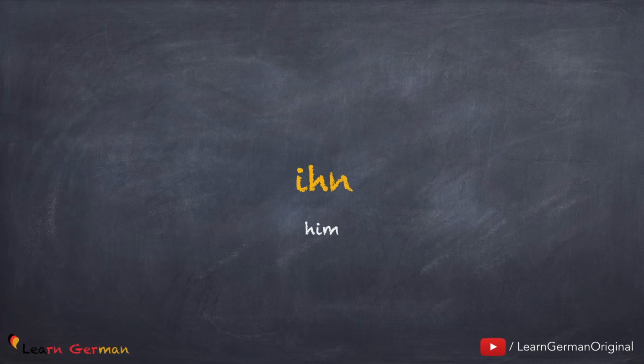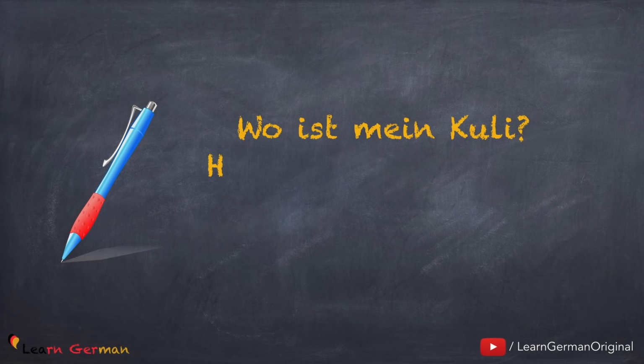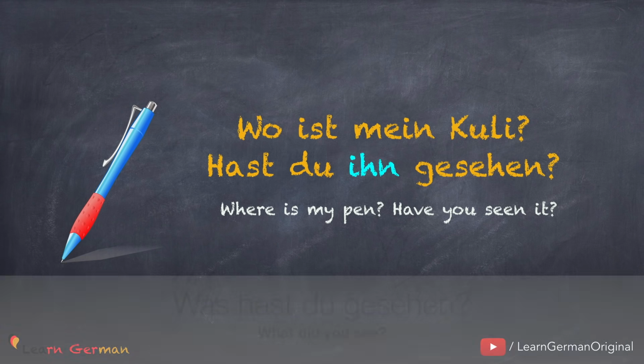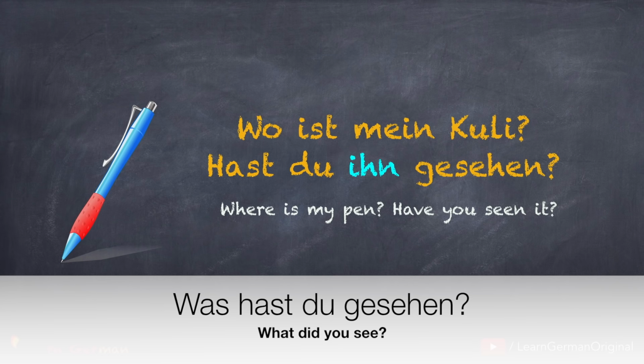Let's look at a few more examples. The first pronoun is ihn. Wo ist mein Kuli? Hast du ihn gesehen? As you can see, ihn can also be used for things. In this case, your question will be, was hast du gesehen?